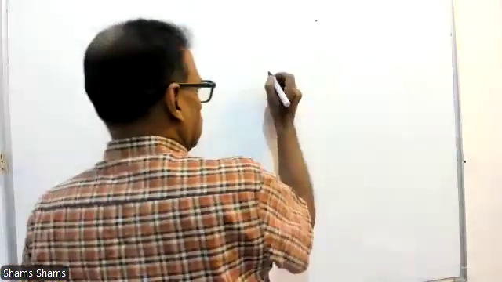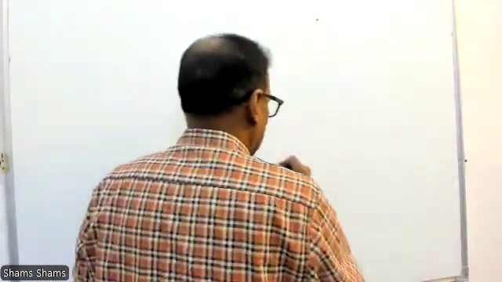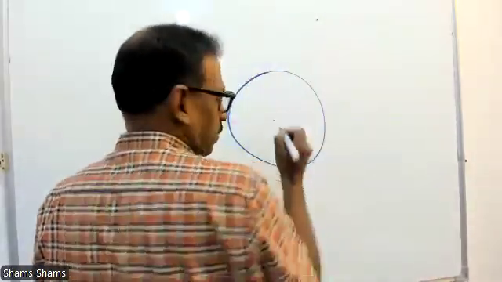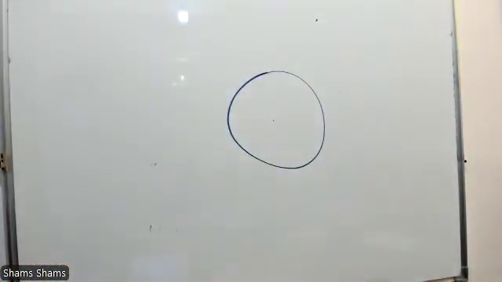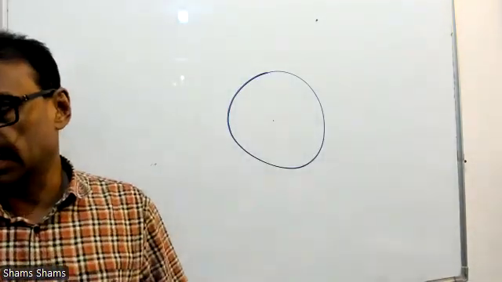The chapter name is Circles. You learned the basic things about a circle: center, radius, diameter, right? Okay.